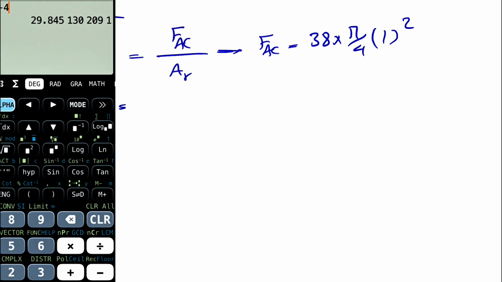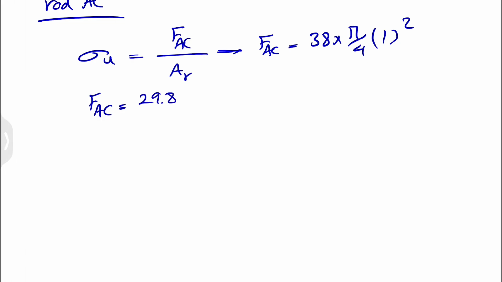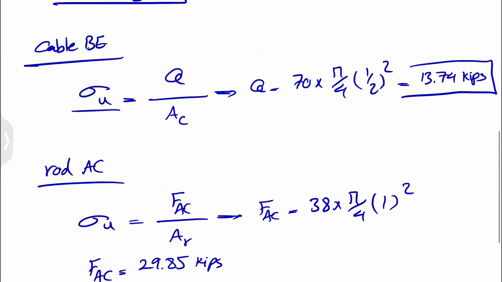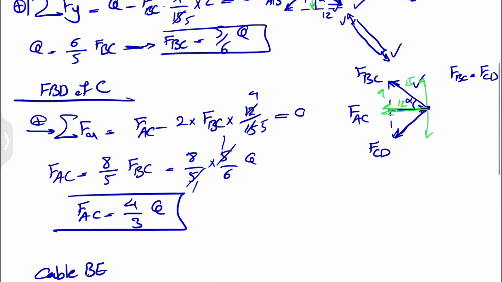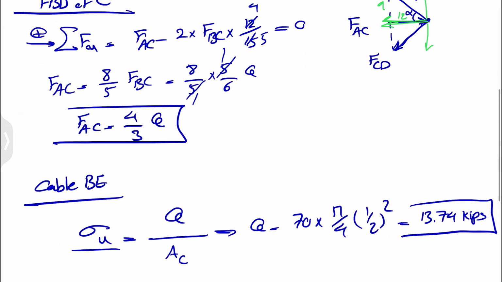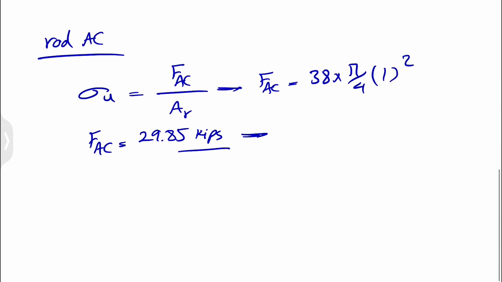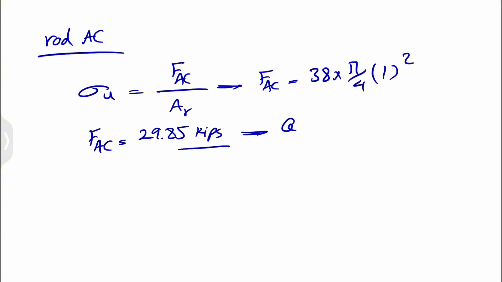That's going to be 29.85. Again, kips, since we have the force in KSI unit and the diameter is based on inches squared, so the force will be in kips and ultimate strength in KSI. But that's not what we're looking for. We're interested in Q. And if we get back to the beginning, we can see that FAC is 4/3 of Q.